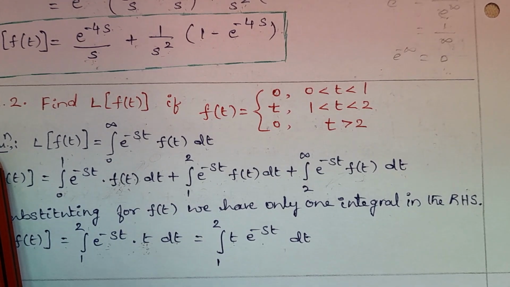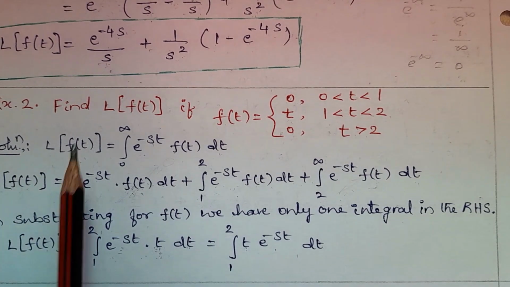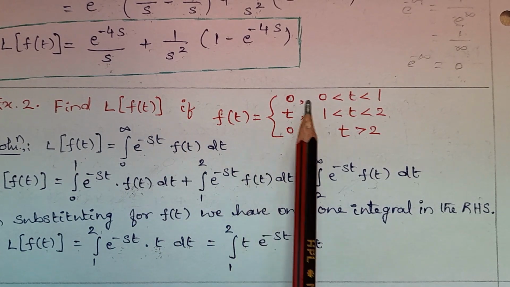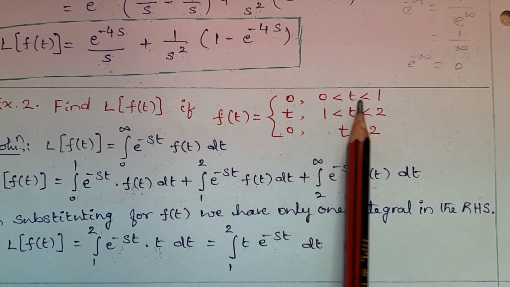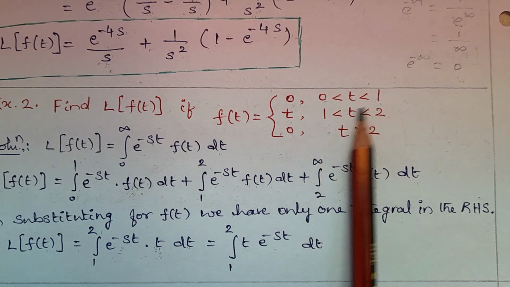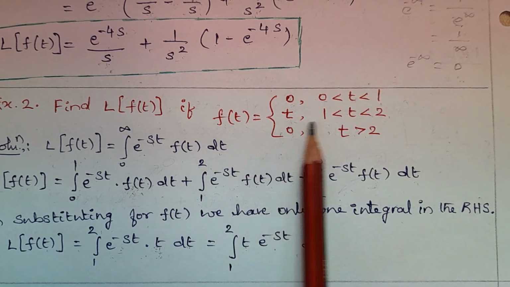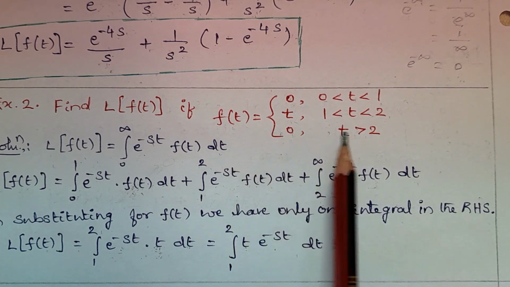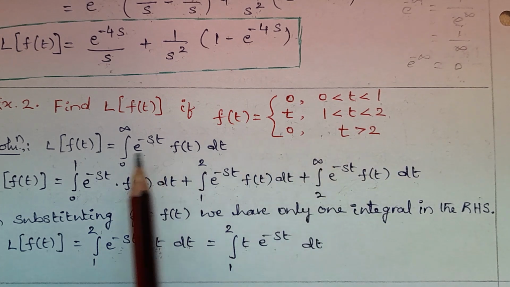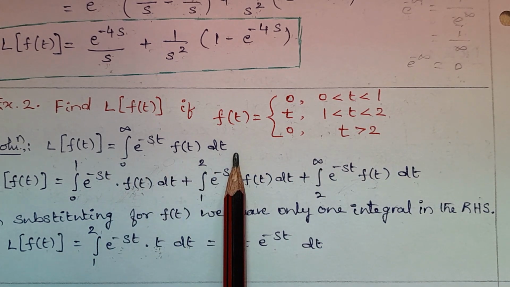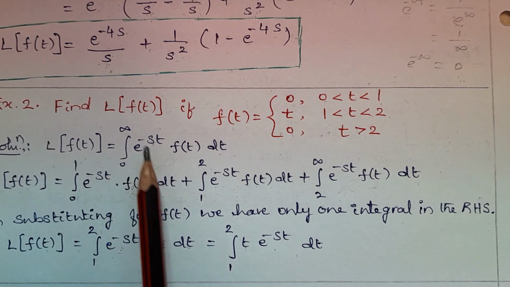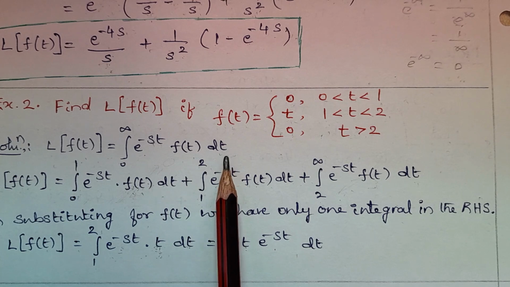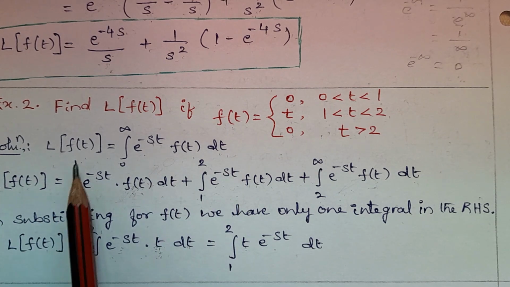Next, second example: find the Laplace transform of f of t, if f of t equals 0 when t varies from 0 to 1, f of t is t when t varies from 1 to 2, f of t is 0 when t is greater than 2. First write down the Laplace transform formula. Laplace transform of f of t equals integral of 0 to infinity e power of minus st f of t into dt. Next apply the limits.